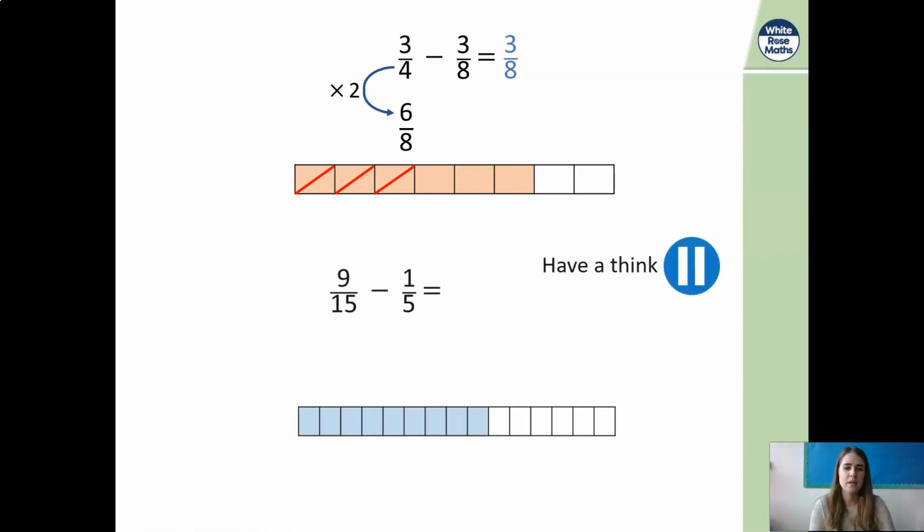Easy peasy. So now that you know how to do that, pause the video. Can you now have a go and see if you can convert these fractions and work out the answer? Pause the video, have a go.